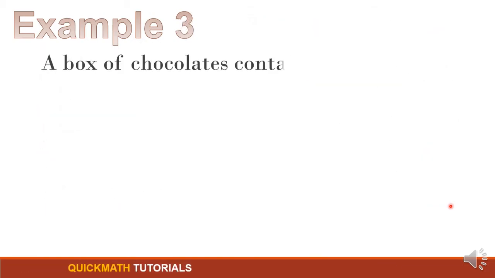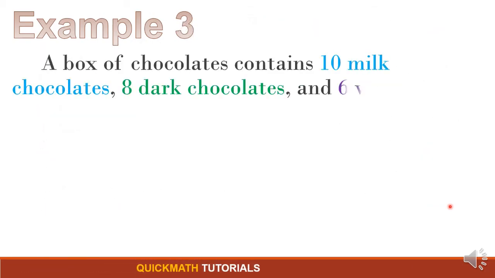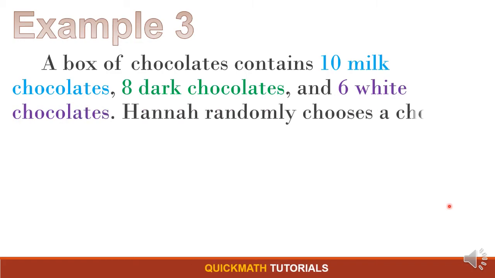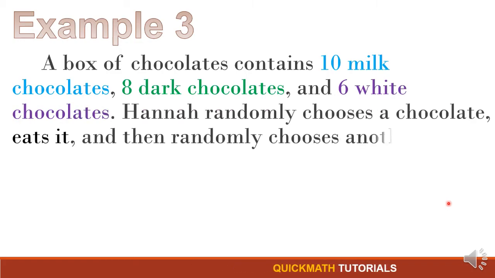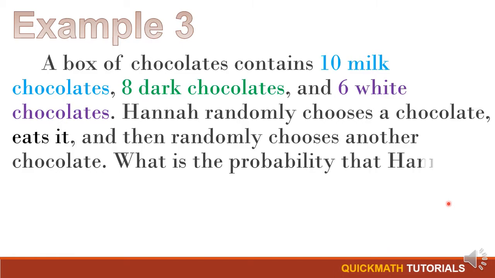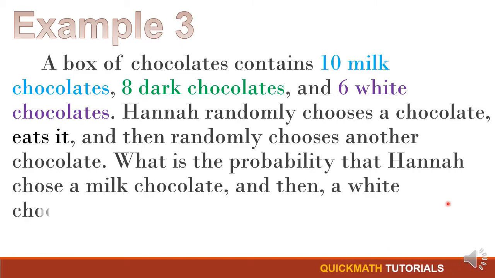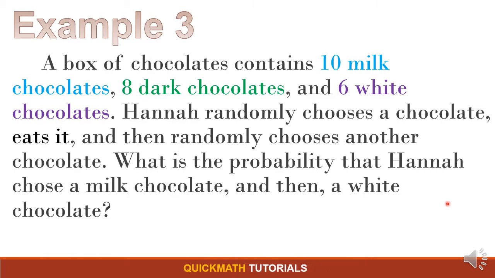For our third example, we have a box of chocolates that contains 10 milk chocolates, 8 dark chocolates, and 6 white chocolates. Hannah randomly chooses a chocolate, eats it, and then randomly chooses another chocolate. What is the probability that Hannah chose a milk chocolate and then a white chocolate?